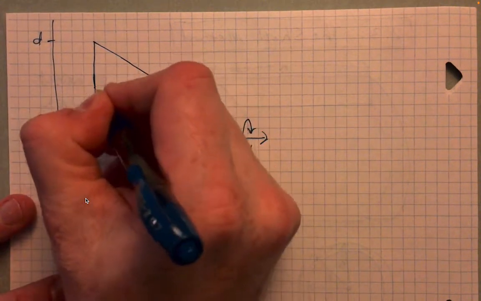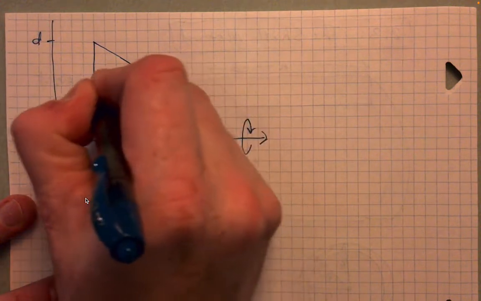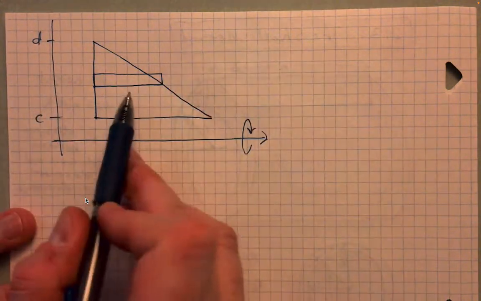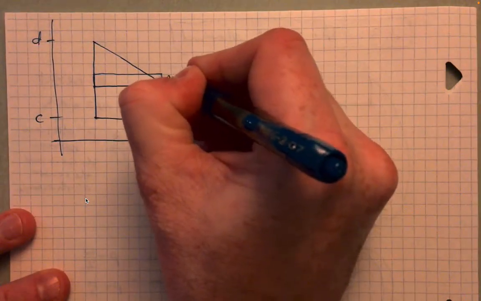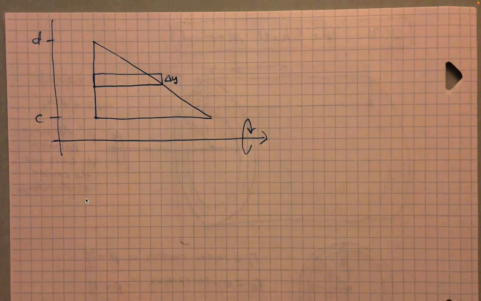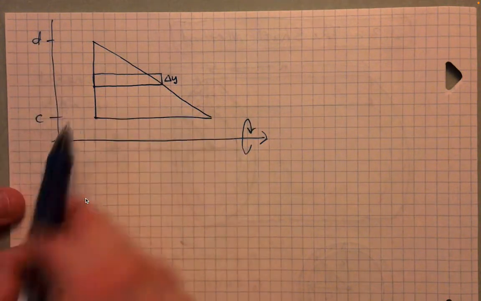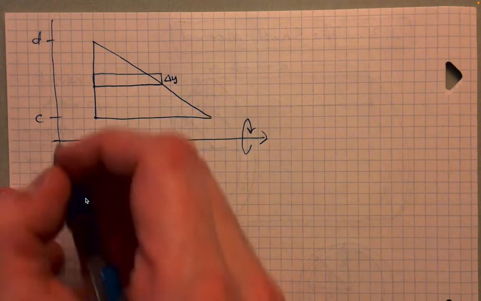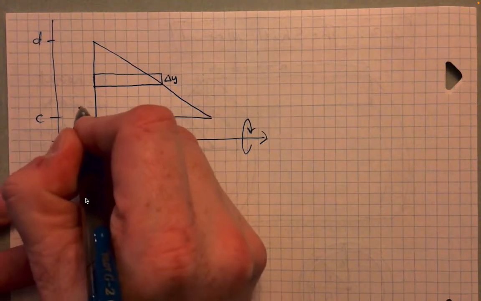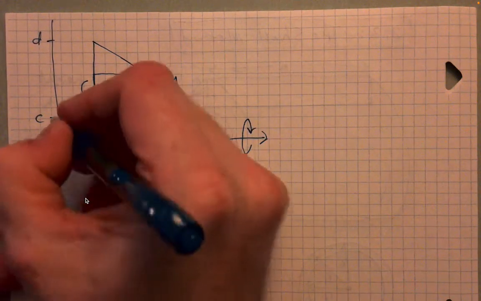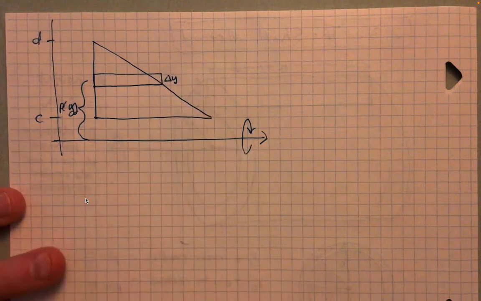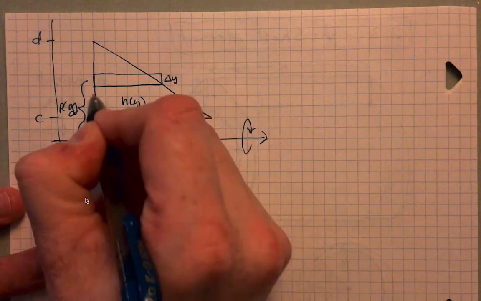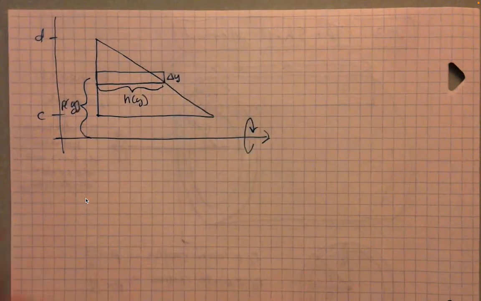Okay, we're going to have a representative rectangle that runs parallel to the axis of rotation. And that means that the width of this thing will be a dy, a delta y. And the average radius will be calculated as a function of y. And then, of course, the height here, this is our h of y.